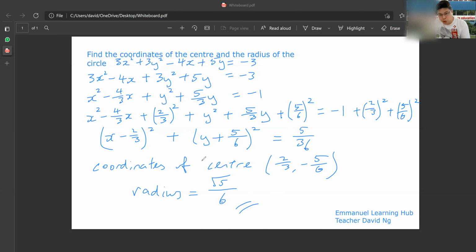So just now those I showed you, the 2g, 2f stuff, those you don't need to bother. You just remember how to complete the square. So to get from the general form to the standard form, you complete the square. To get from standard form to general form, you expand and simplify. Quite simple, right?